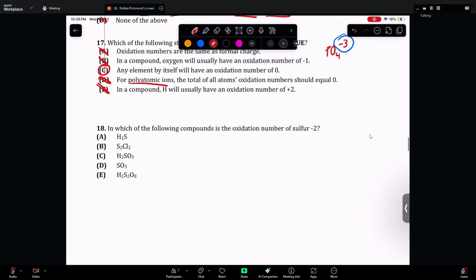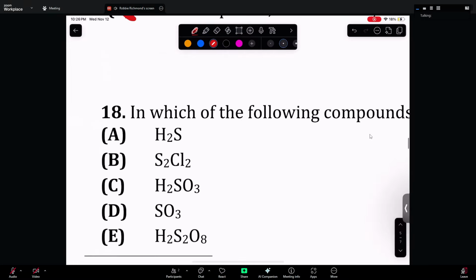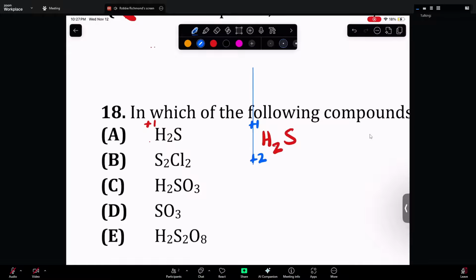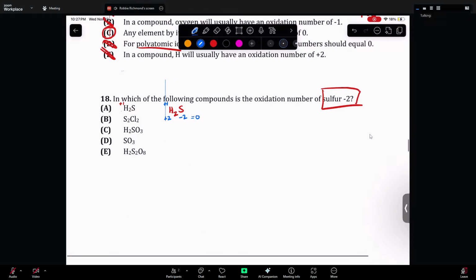Now, let's just apply these. We need to find the compound where sulfur is -2. This is +1, +2. So, basically, how I notate my oxidation states is pretty simple. I put the individual atom oxidation state on the top, and then the overall sum of that on the bottom. Since we're trying to equal 0 over here, this has to be -2. So, answer choice A is going to be correct, but let's just look at all the other ones.